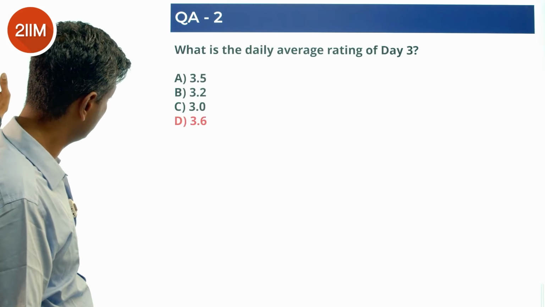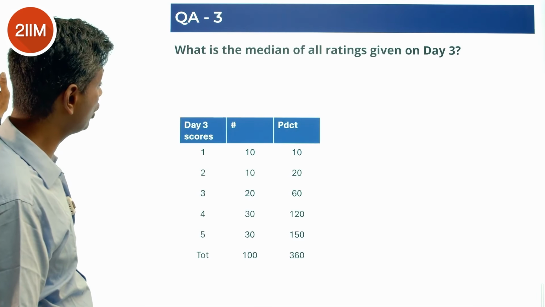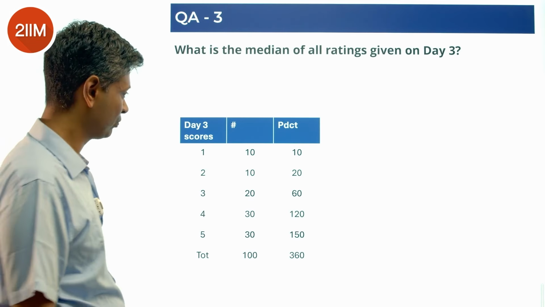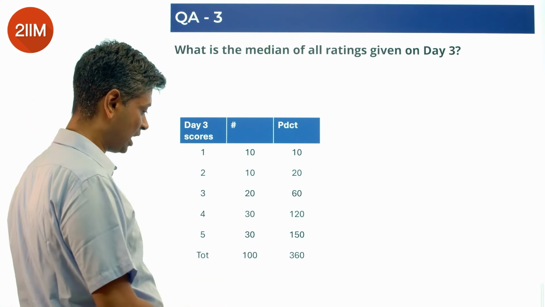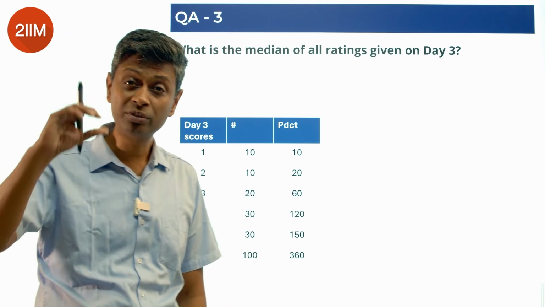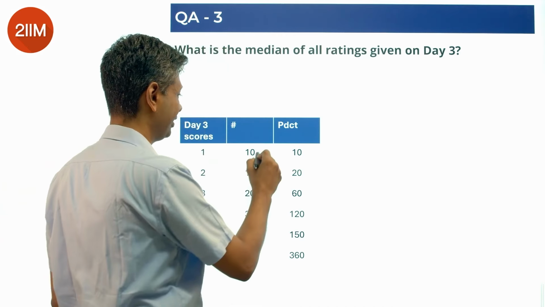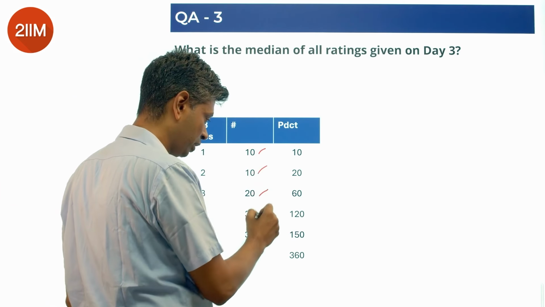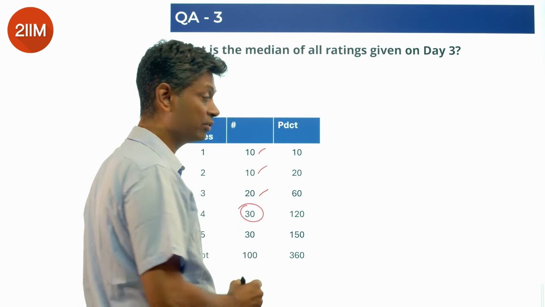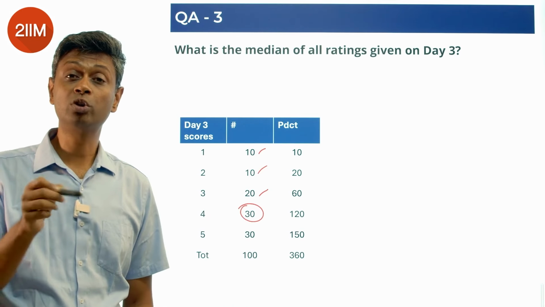What is the daily average rating of day 3? 3.6, we know this. What is the median of all the ratings given on day 3? Totally on day 3, 100 ratings were given. So average of 50th and 51st rating when you arrange them on a stack. 10, 20, 40, 50th and 51st ratings would have both been 4.